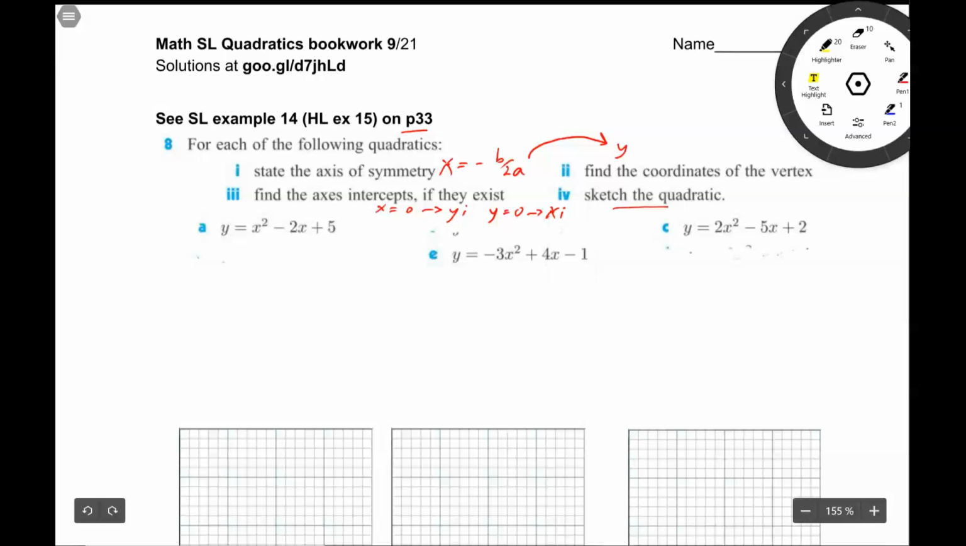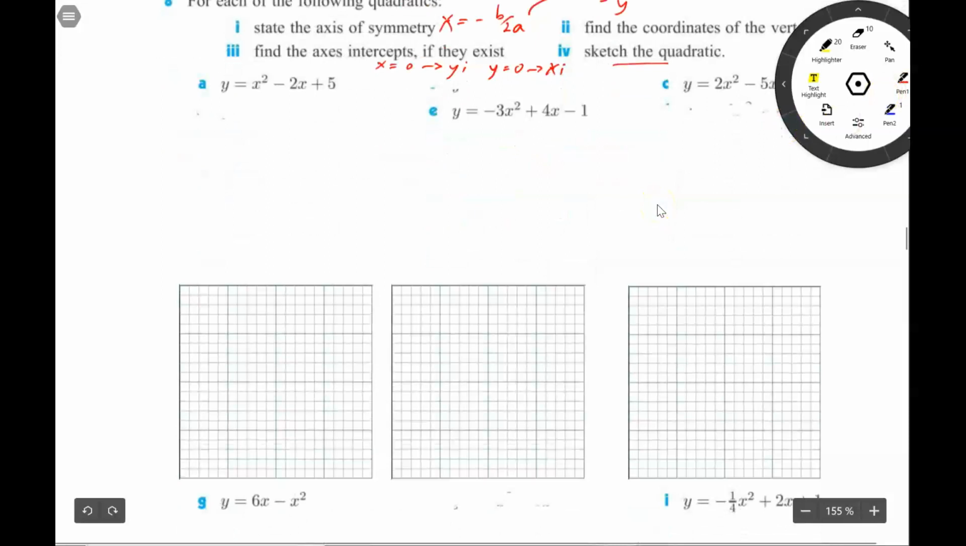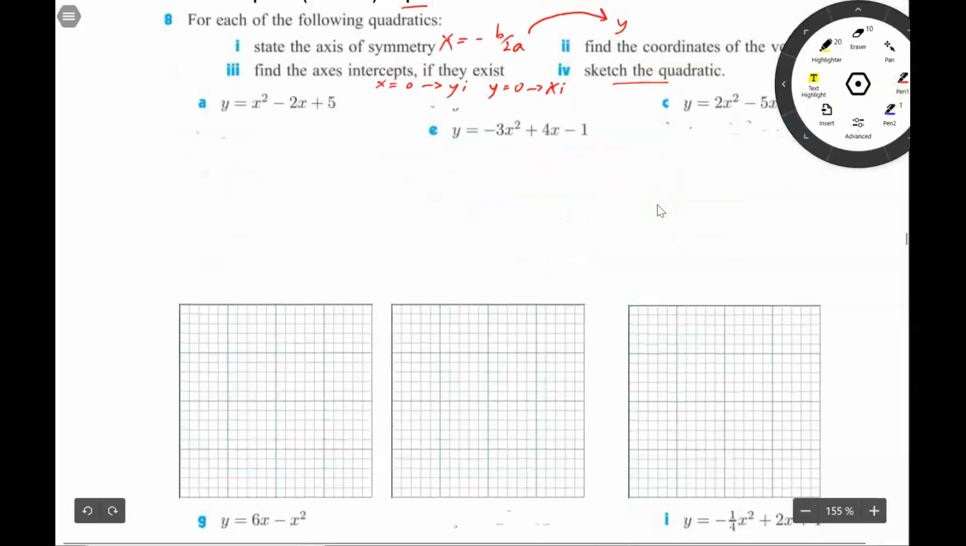Okay, so let's look at A. So A is x squared minus 2x plus 5. So that means the B value is negative 2, the A value is 1, and the C value is 5. So the axis of symmetry would be x equals negative b, which would be negative minus negative 2, divided by 2 times a, which is 1. So that's basically equal to positive 2 divided by 2, which is just x equals 1.